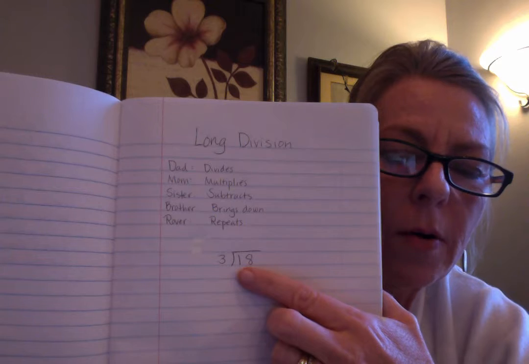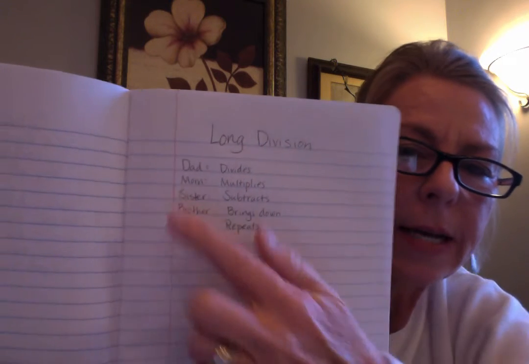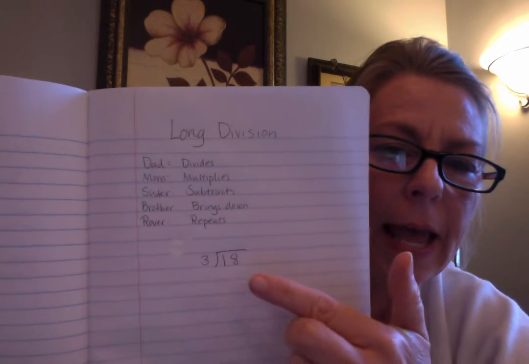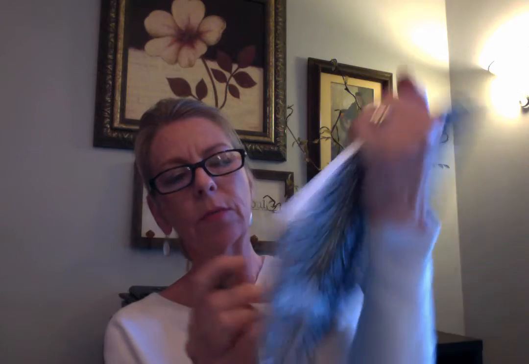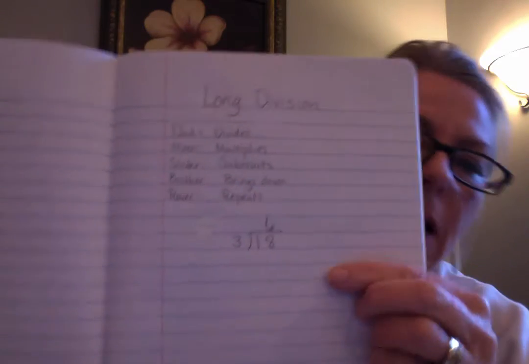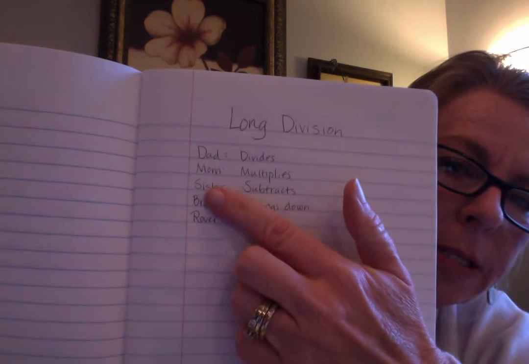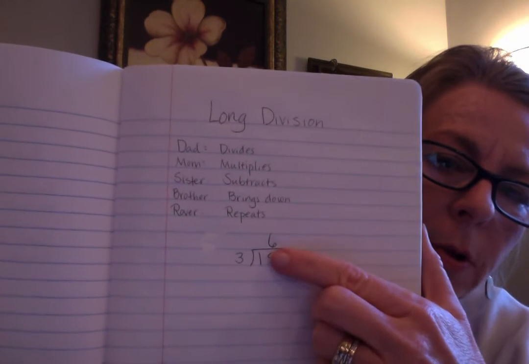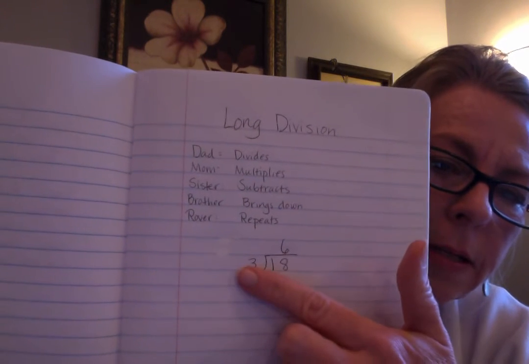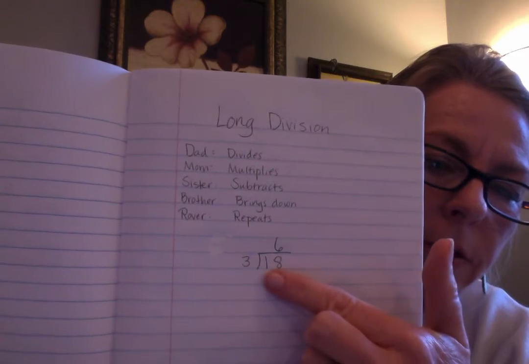So we say, okay, 18 divided by 3. Dad is doing his job. He's dividing 18 divided by 3. And that is 6. And it's 6 ones. So we're going to make sure that our 6 ones go in our ones column. Okay, so it looks like that. Okay, so now what we do is mom multiplies. So she multiplies 6 times 3, and the answer goes right here.